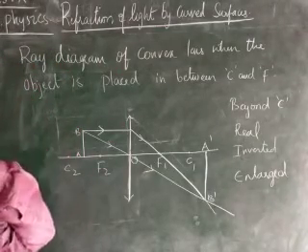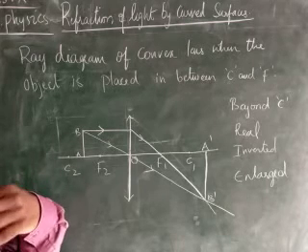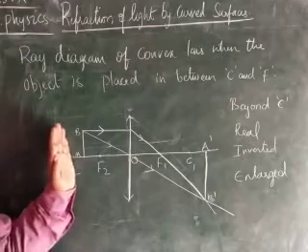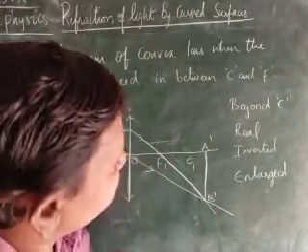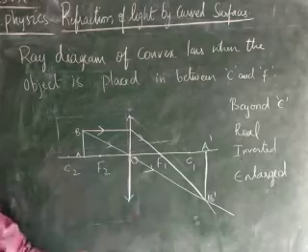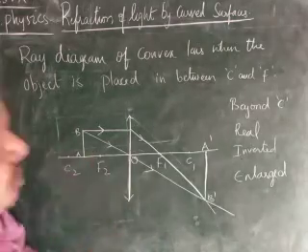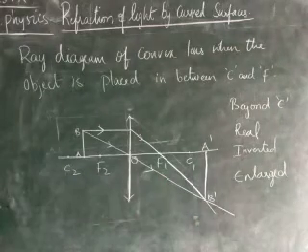Okay, here the ray diagram of the convex lens, when the object is placed in between C and F: when the object is placed in between C and F, the image is formed beyond C. Real image, inverted image, enlarged image, children. Okay children, this is about the ray diagram when the object is placed in between C and F.